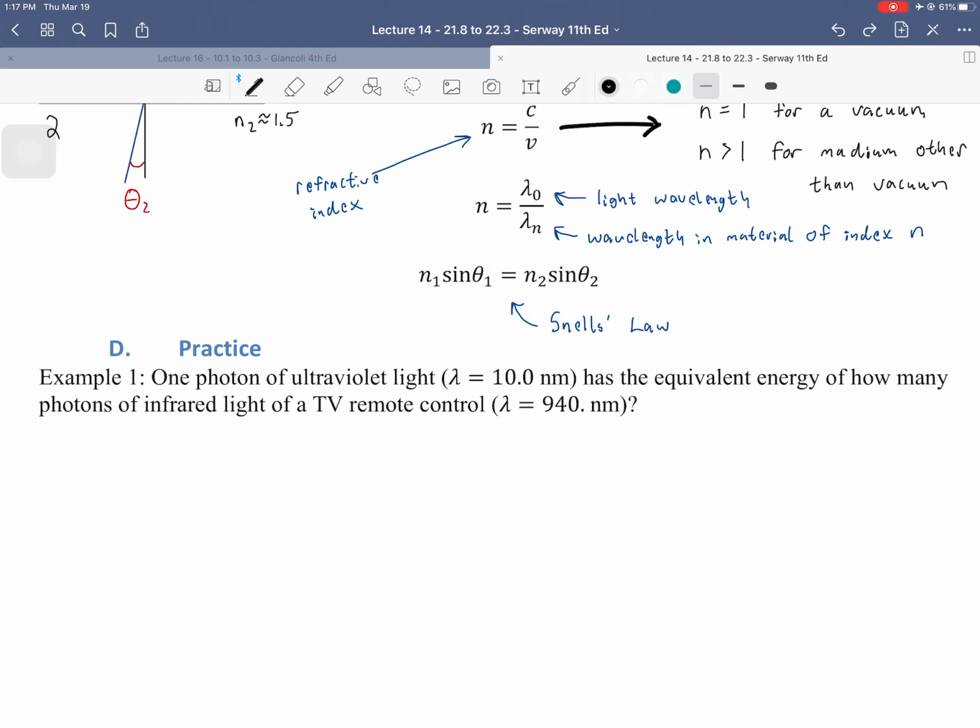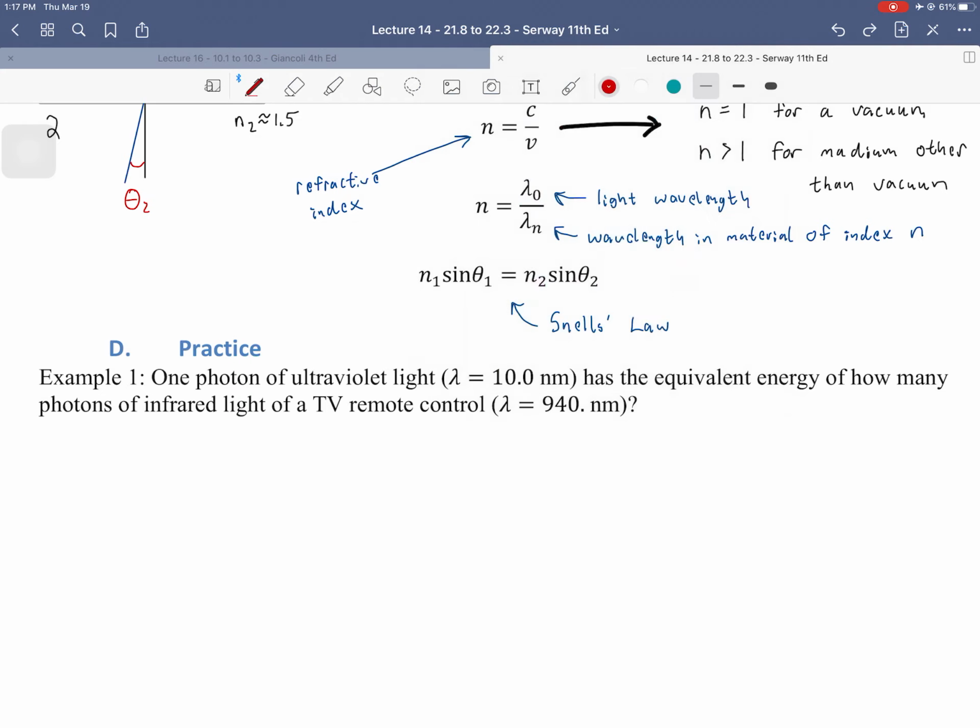And we're going to be looking at practice problems from part 2 of lecture 14. Okay, so these are all problems about reflection and refraction. Well, most of them. This first one is just about the photon nature of light. So I asked here, one photon of ultraviolet light has the equivalent energy of how many photons of infrared light?